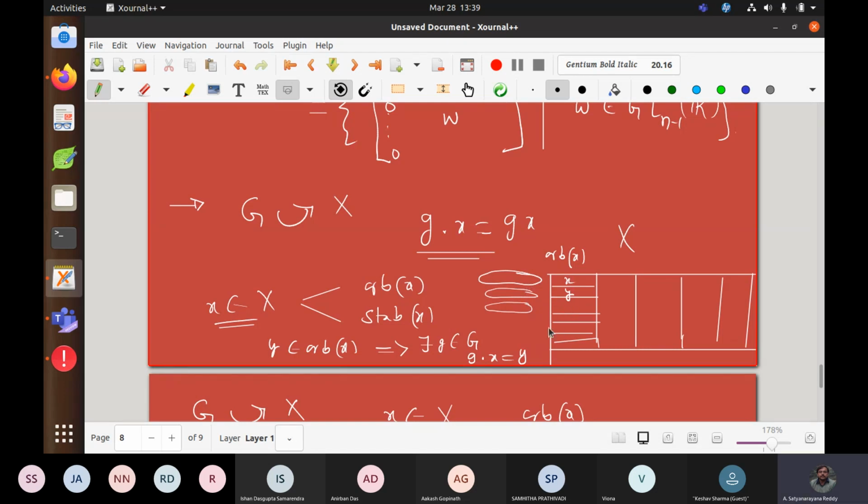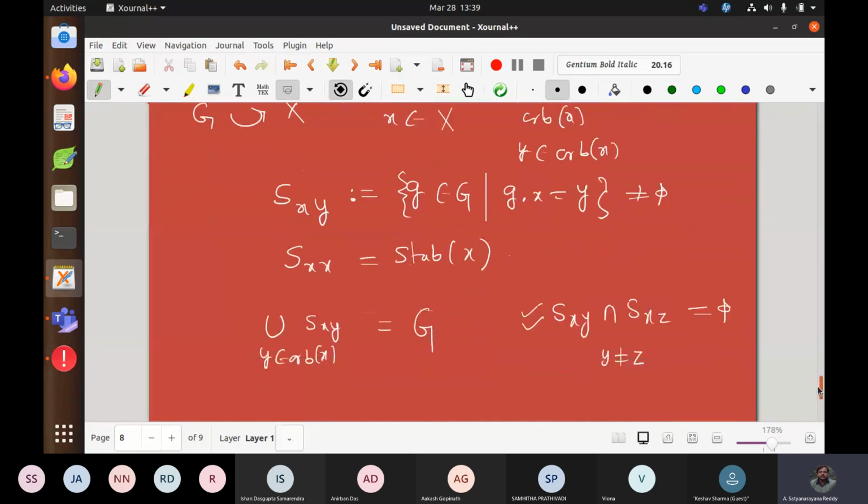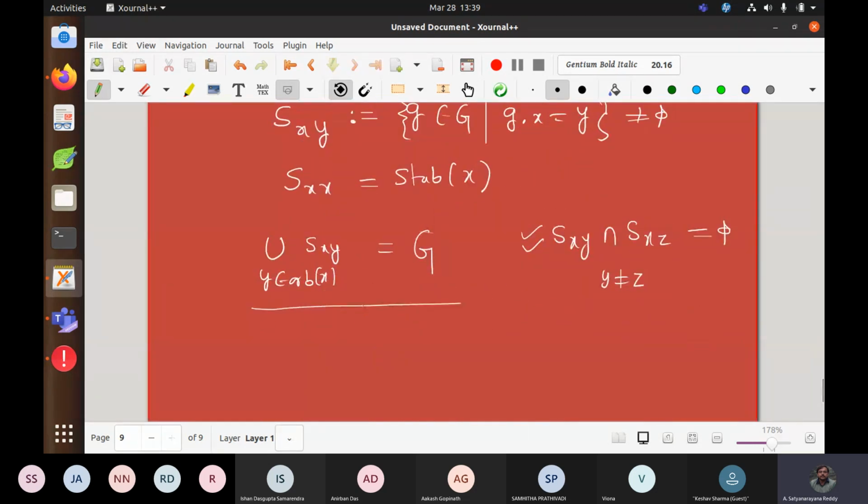Now orbit of X is G dot X for every G in G. You remember the definition? Orbit of X is equal to G dot X such that G belongs to G. I am not putting any restriction; I am taking all G. So any G takes X to one of the elements in the orbit. That's why this is happening, as Akash said, and this you need to check. So it is giving a partition.